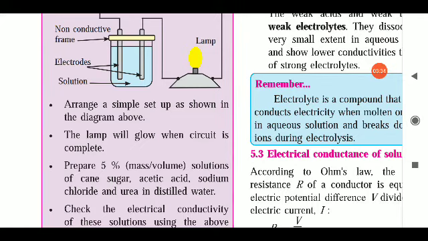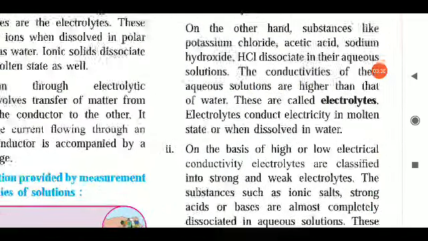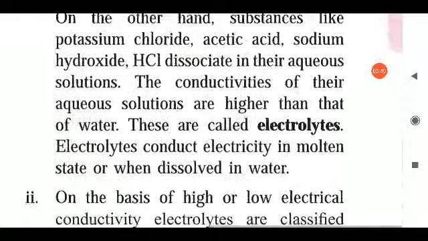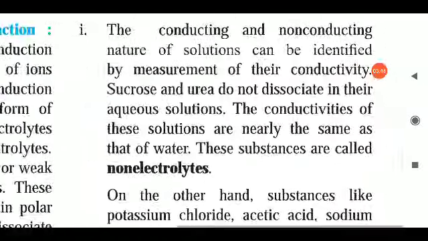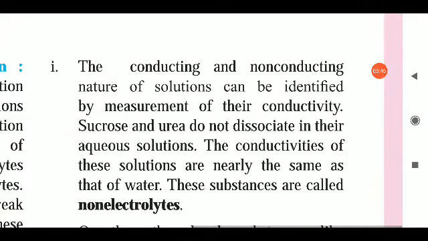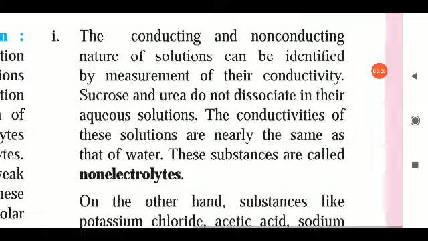If you are using cane sugar and acetic acid, these come under the category of non-electrolytes. It means the intensity of the bulb which is glowing is not as much as that of the strong electrolytes. For example, sodium chloride, ionic solutions like that of KCl. So these are the strong electrolytes.